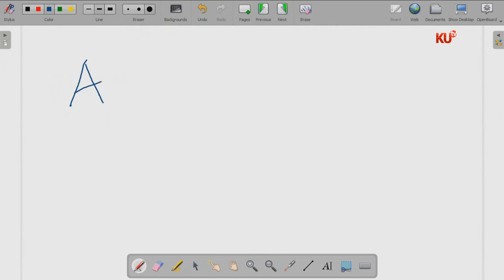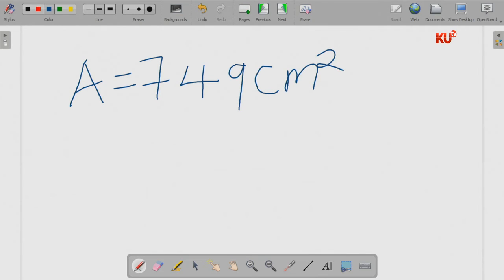You will find out the answer is 749 square centimeter. And now we can move on.